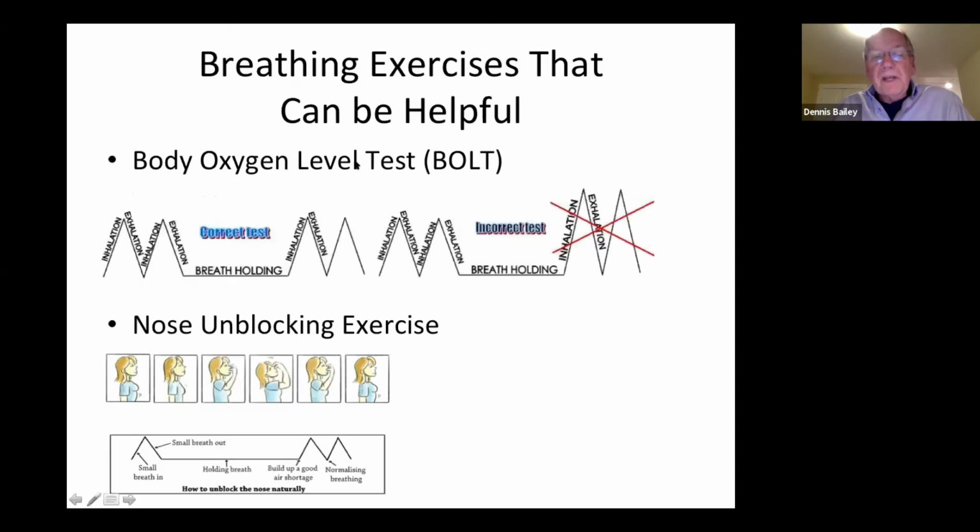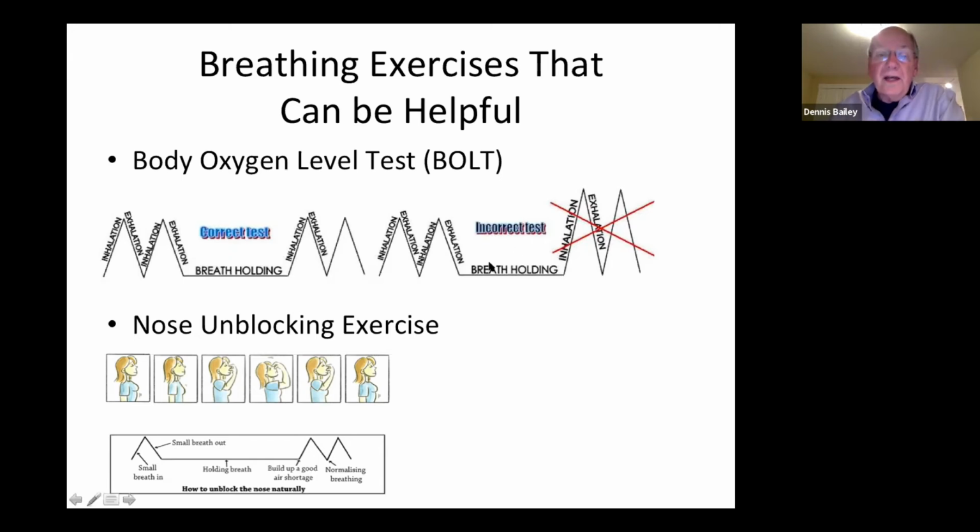Now, these are some of the exercises. I mentioned the Bolt test. This is the Bolt test. We inhale, exhale, and then we breath hold. How long can you breath hold for and go back to that normal pattern of breathing? This is one of the tests that is in the book Oxygen Advantage by Patrick McKeown.